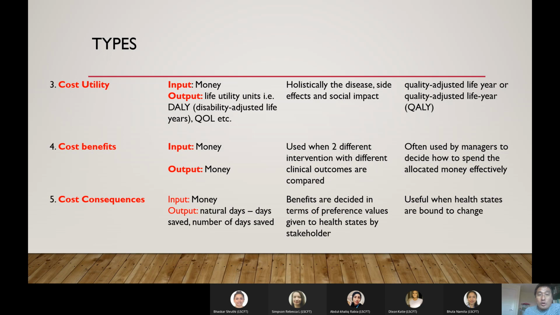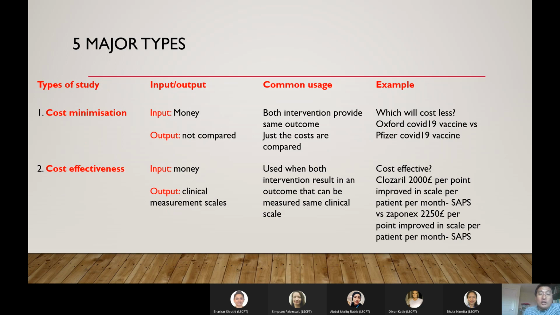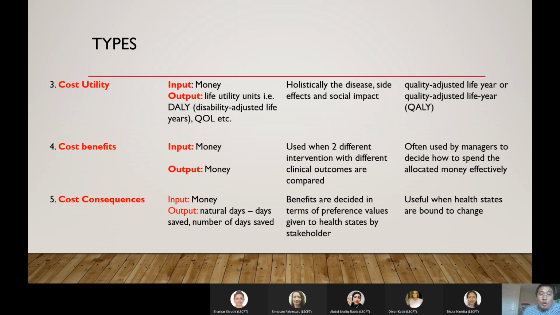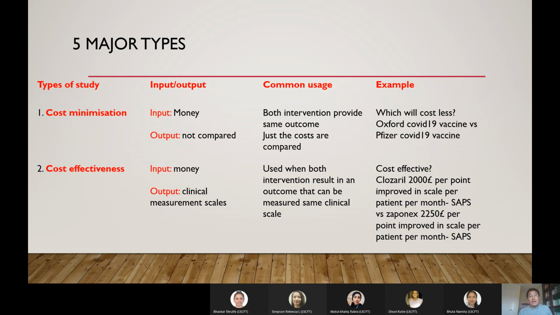Just to summarize: cost minimization, they only compare the input, they don't compare the output. Cost effectiveness, the money is there, but if they give an example of clinical measurement scales, it is cost effectiveness. Cost utility, the outcome is disability or quality of life. Cost benefit is money and money, input as well as output. Cost consequences is the days saved. Okay, let us do one MCQ just to see how much people have written.